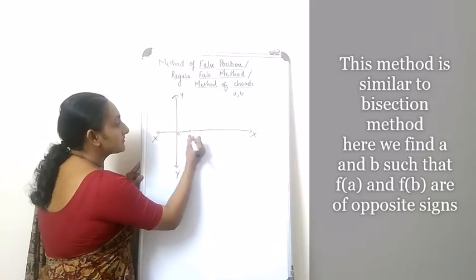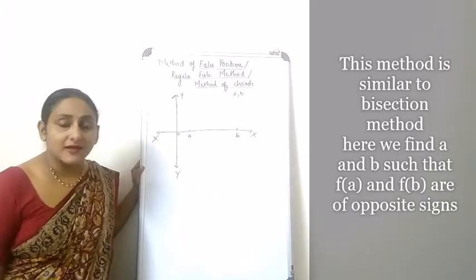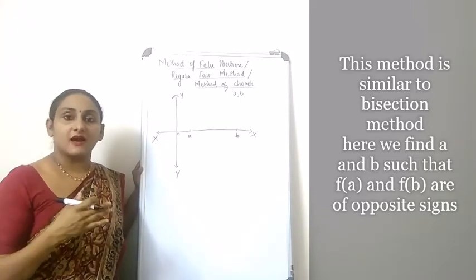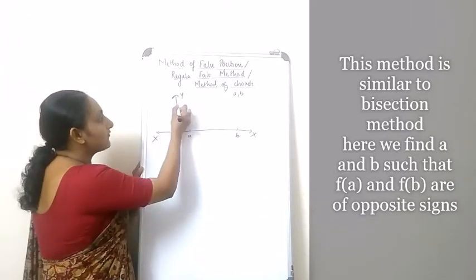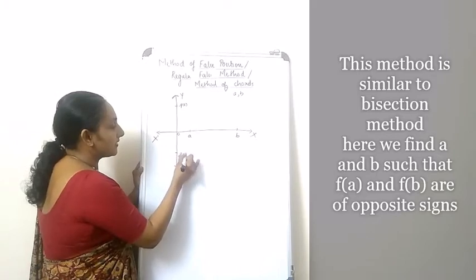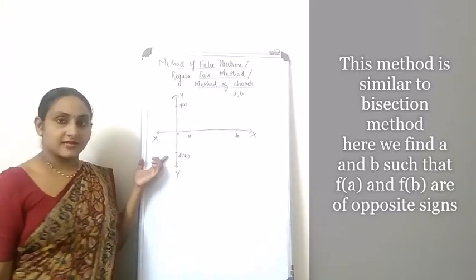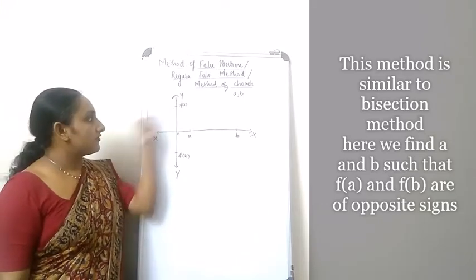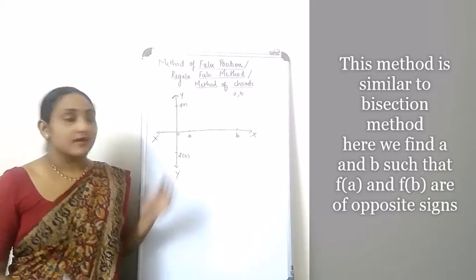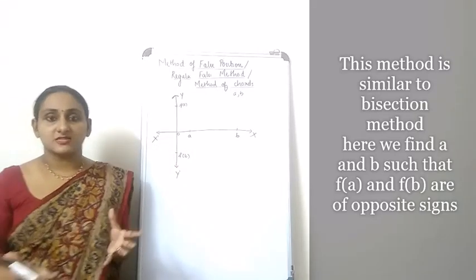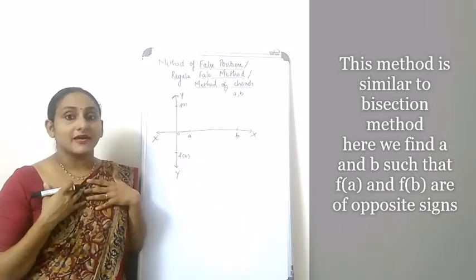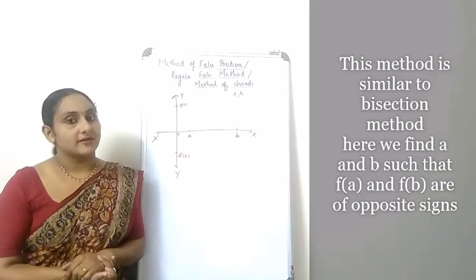Suppose these are the two values a and b, and what was our condition? Yes, f(a) and f(b) are of opposite signs. So let's mark f(a) over here and f(b) over here. Since f(b) is a negative value, I have marked it below, and f(a) is a positive value, I have marked it above the x-axis. This is just an assumption. As I said in the bisection method, you can take this value as b instead of a. That is up to you. For my convenience, I have taken these as the two points a and b.